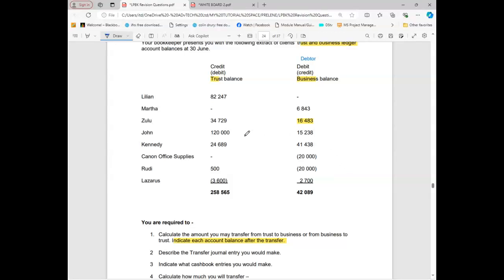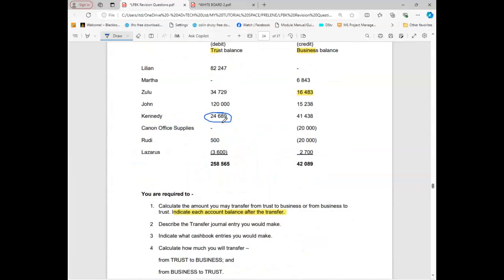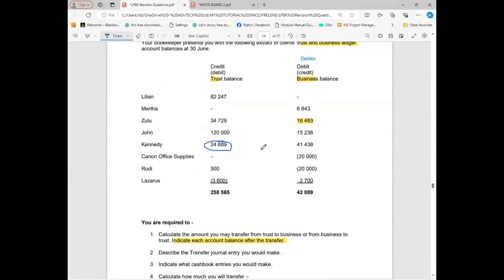We can only transfer up to whatever we have. So we can only transfer how much? 24689. What he has. Yes, that's the transfer. Nothing more than that. You are limited to this. Meaning he will still owe us the remainder, the difference.